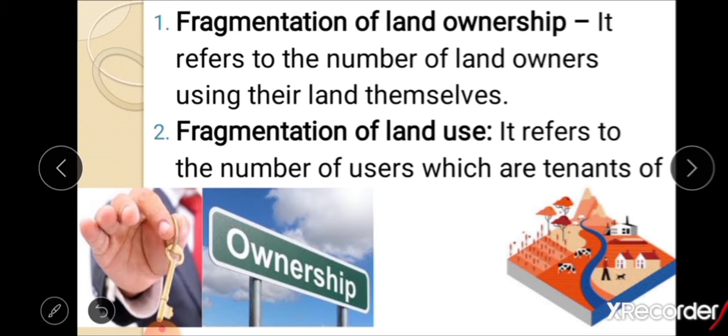The first type is fragmentation of land ownership. This refers to the number of landowners using their land for themselves. That means according to ownership, land is subdivided into smaller units, which is called fragmentation of ownership. The second type is fragmentation of land use. This refers to the number of users who are the tenants of land. In this type, the land is subdivided or fragmented into smaller units according to the use of that particular land. It is called land use fragmentation.